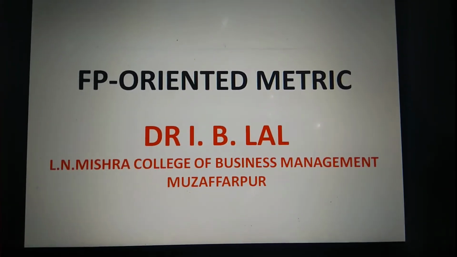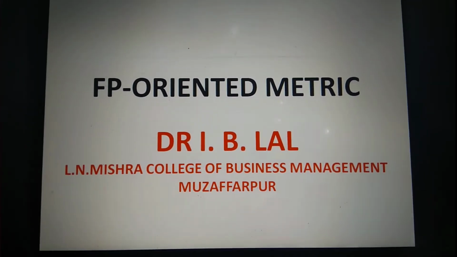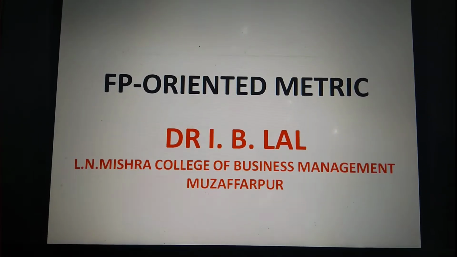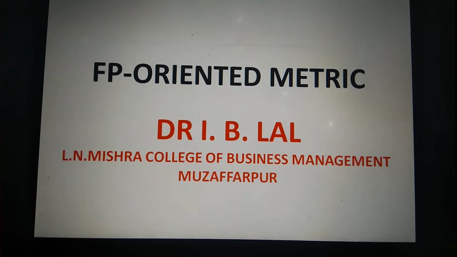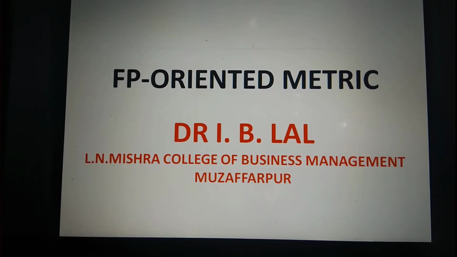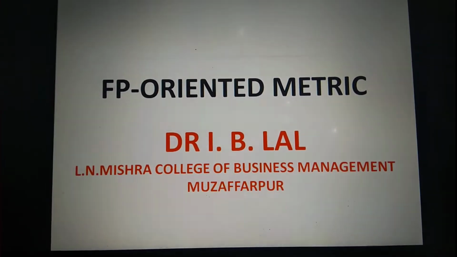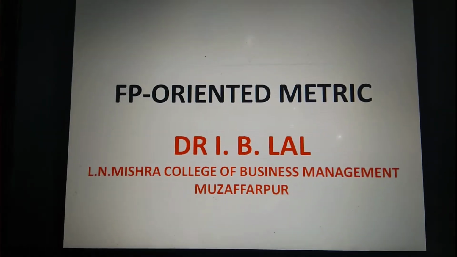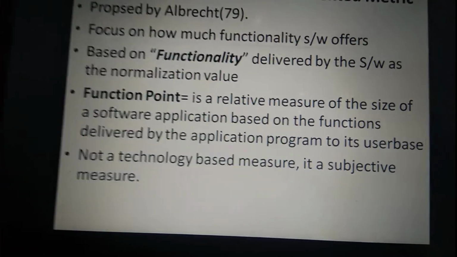Now, another approach, another method for estimating the software, was proposed by Alan Albrecht at IBM in 1979, which is called the function point oriented metric, FP based metric. In this metric, we measure the software on the basis of the number of functionalities delivered by the software. So the focus is on functionalities delivered by the software.